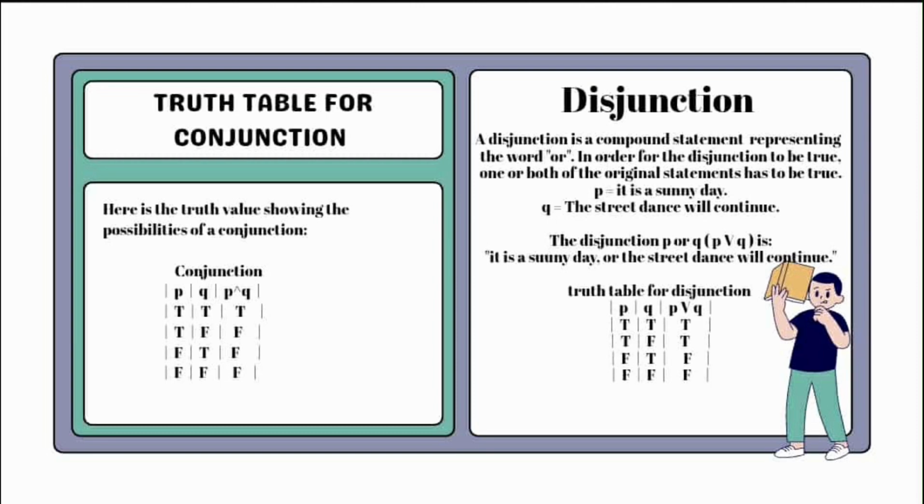Next is disjunction. A disjunction is a compound statement representing the word "or." In order for the disjunction to be true, one or both of the original statements has to be true. P, "It is a sunny day." Q, "The street dance will continue." The disjunction P or Q is, "It is a sunny day" or "The street dance will continue."